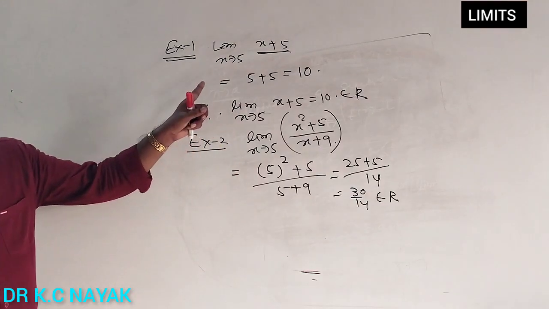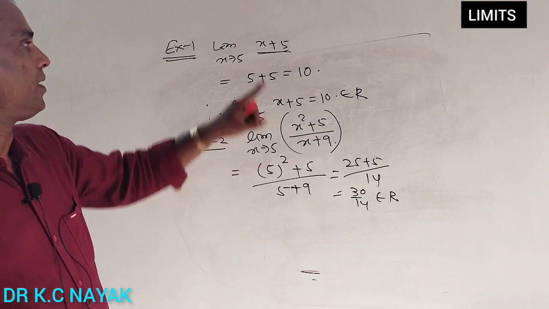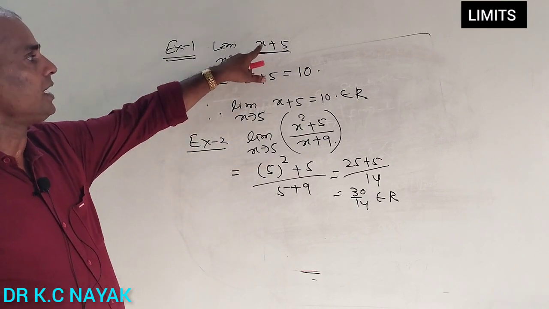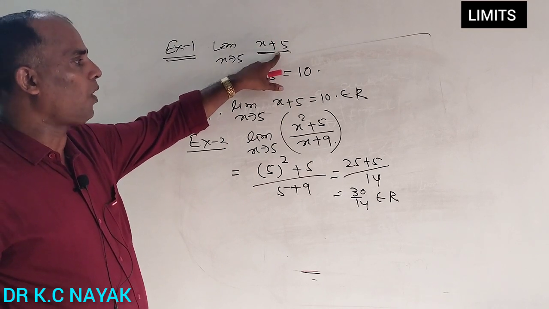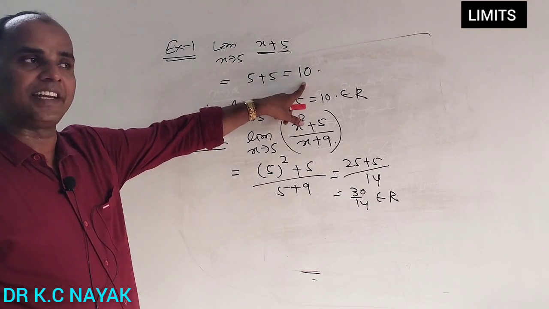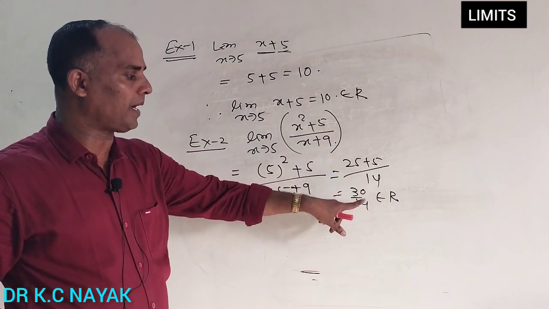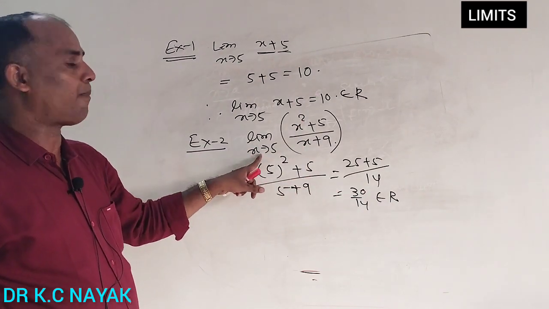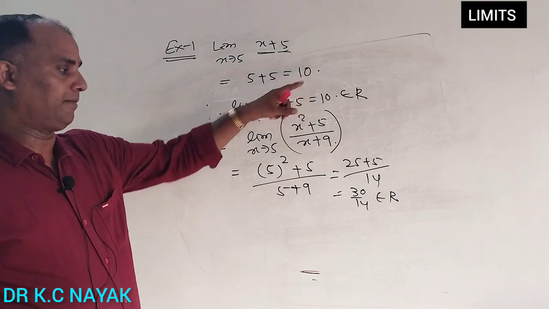Limit is a function. Means a function has a domain, a function also has a range. If it is a polynomial function, this function has a domain and also a range. The value automatically comes to 10. 10 is the range value. Similarly, after putting the approaching value, here also we are getting the 10.